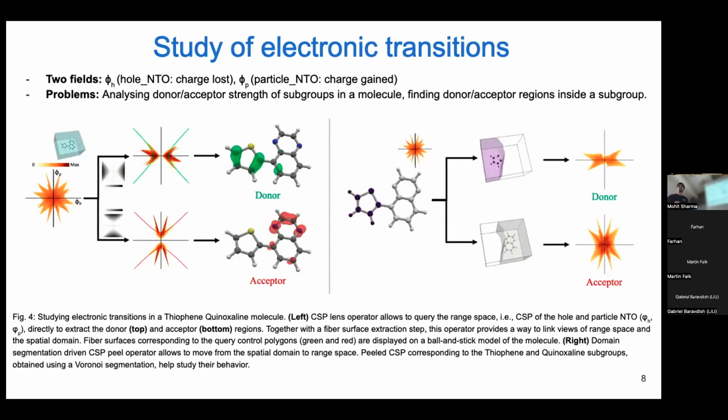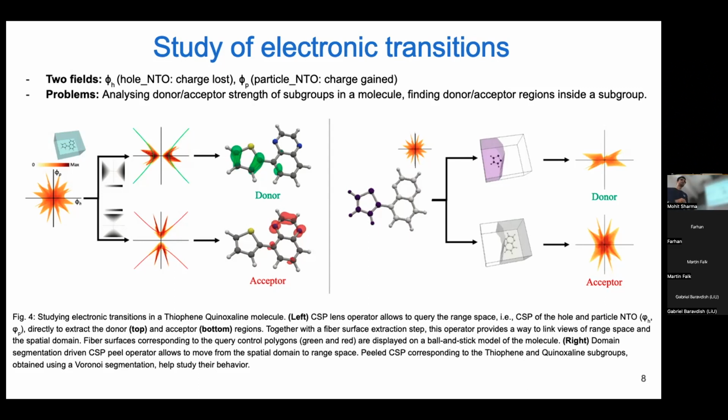Studying electronic transition. In this application, we had 2 fields. One was hole NTO and the second was particle NTO. So a particular state is given to me for that molecule. An electronic transition happened. Hole NTO tells me how much charge at each point in that molecule was lost. Particle NTO tells me how much charge at each point was gained.